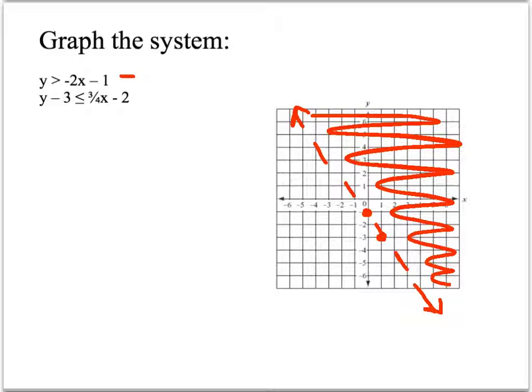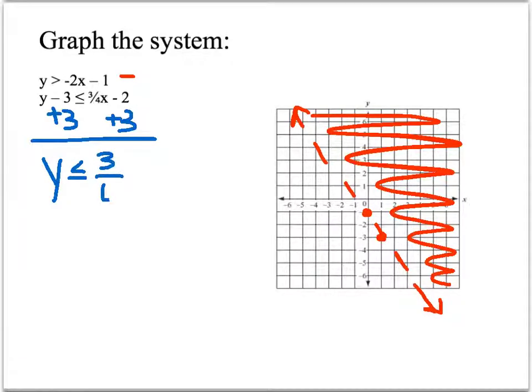y minus 3 is less than or equal to 3 over 4x minus 2. What should I do first before I graph that? What should I do first? Jess? Very good. You need to isolate y before you graph. So we have y is less than or equal to 3 over 4x plus 1.